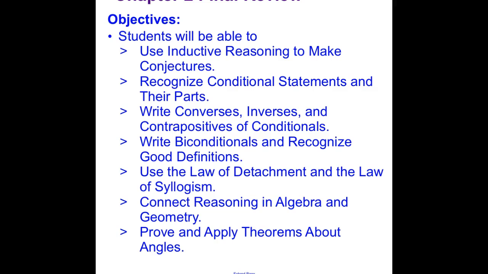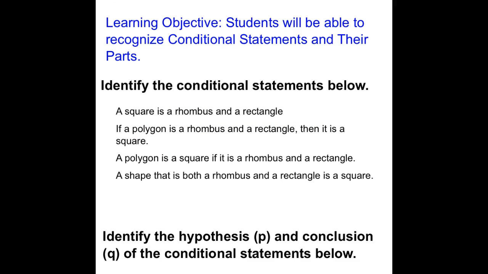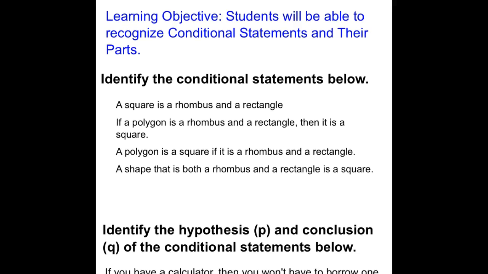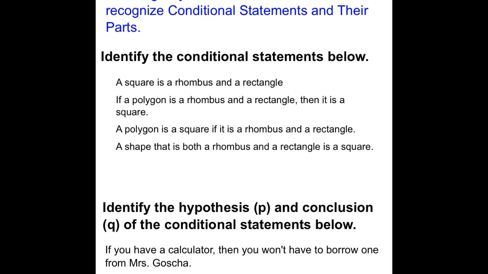So we're just going to start off talking a little bit about these conditional statements, recognizing the conditional statements and their parts, and then being able to write some eventually. It says identify the conditional statements below. So there are 4 statements here about a rhombus and a rectangle, and actually only 2 of them are conditional statements. So why don't you pause the video here and see if you can identify which 2 are conditional.